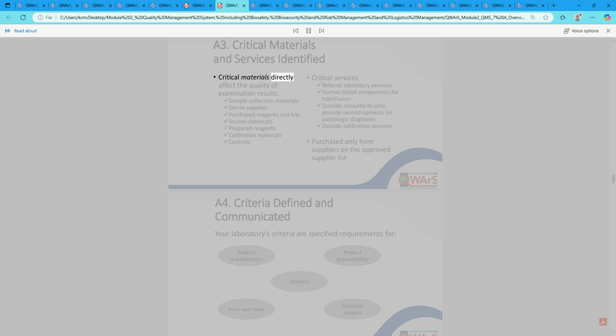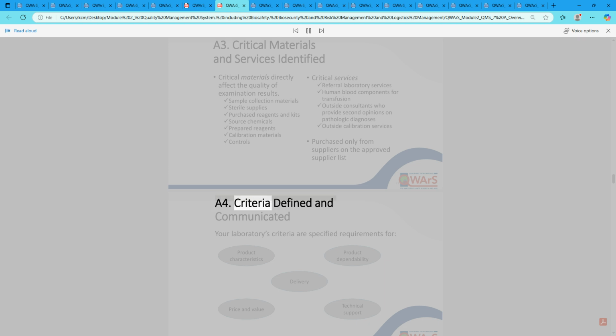Critical materials directly affect the quality of examination results. They include sample collection materials, sterile supplies, purchased reagents and kit source chemicals, prepared reagents, calibration materials, and controls. Critical services include referral laboratory services, human blood components for transfusion, outside consultants who provide second opinions on pathologic diagnoses, and outside calibration services, purchased only from suppliers on the approved supplier list.